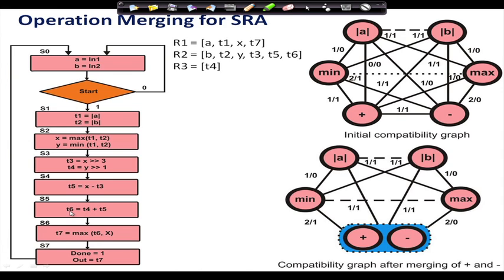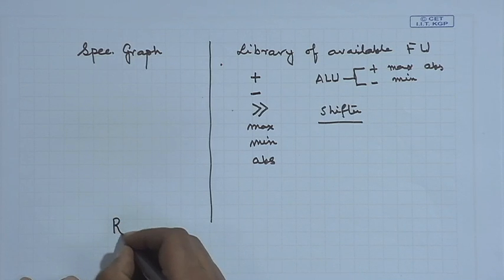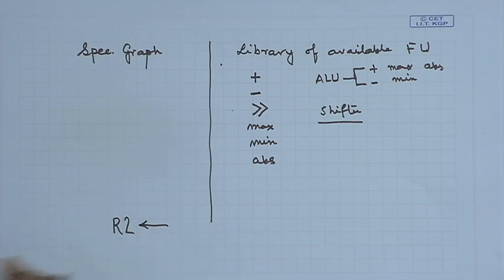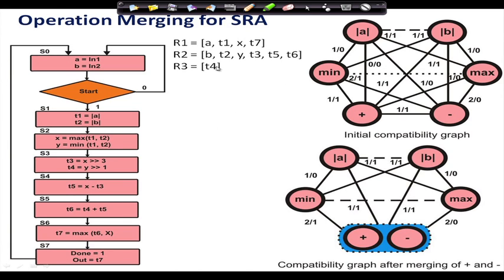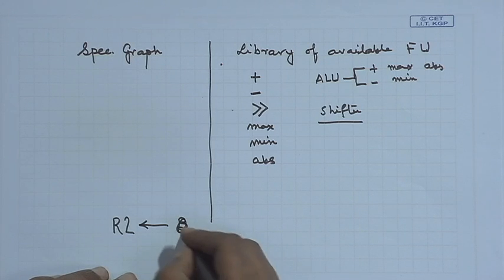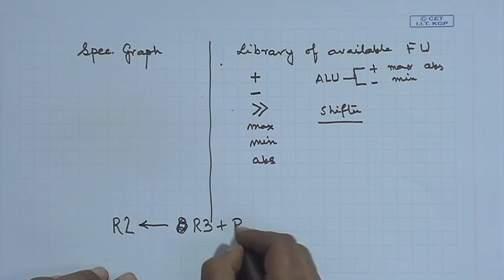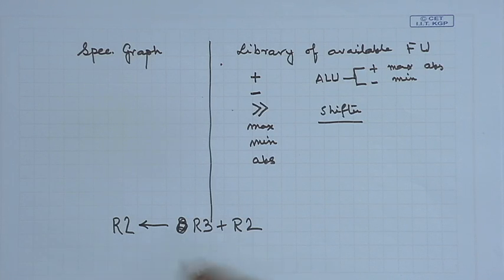So, this plus T6 assigned T4 plus T5, I can now write as, if I just go by RTL, register transfer logic, what would it be? T6 means which one? Where is T6? R2. So, R2 is getting T4 plus T5. Where is T4? T4 is R3 and T5 is R2. So, R3 plus R2. And what happened to the minus?